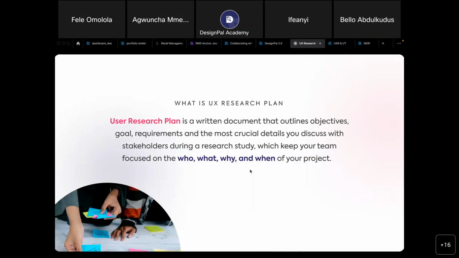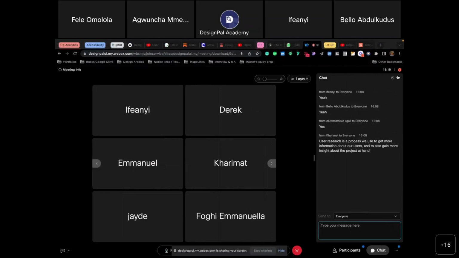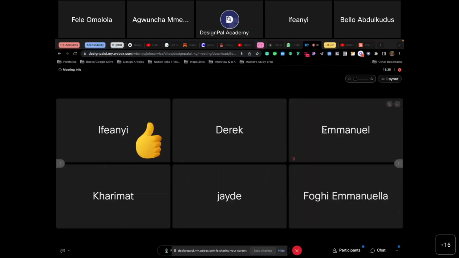The next thing I'll be talking about is the user research plan, which is part of our topic. So let me start now. A user research plan is a written document that outlines the objectives, the goals, requirements, and the most crucial details you discuss with your stakeholders during the research studies, which helps keep the team focused on the who, what, why, and when of your projects. Before I continue, I hope I'm not too fast. How are you guys following? Can I get a response?